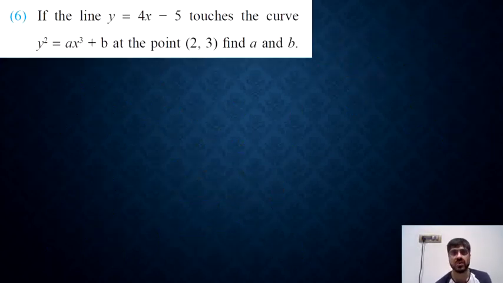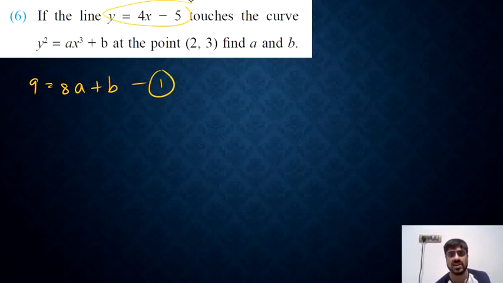We go ahead with the sixth question, where they have said that this line touches the curve at the point (2, 3), so find a and b. If the line is touching the curve at (2, 3), that means (2, 3) lies on the curve, and it will satisfy the equation. So we will have 9 equals 8a plus b. Let's mark that as equation 1. And if this line is a tangent to this curve, then the slope of this line is going to be 4. So dy by dx will be 4 for this curve at the point (2, 3).